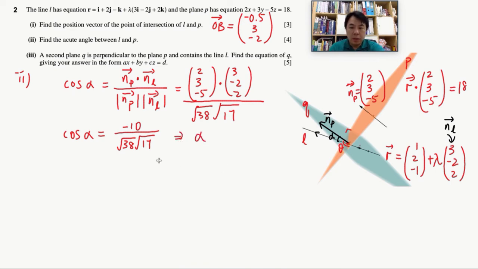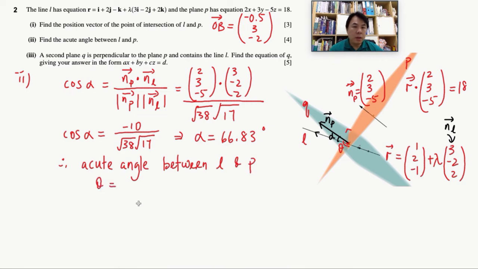That is indicated as 66.83 degrees. But the acute angle between the line and the plane is given as theta. So the acute angle between L and P is theta, and that is 90 degrees minus 66.83 degrees. Let me clean that up. Now that would actually give us 23.17 degrees. That will be the angle between the line and the plane itself.